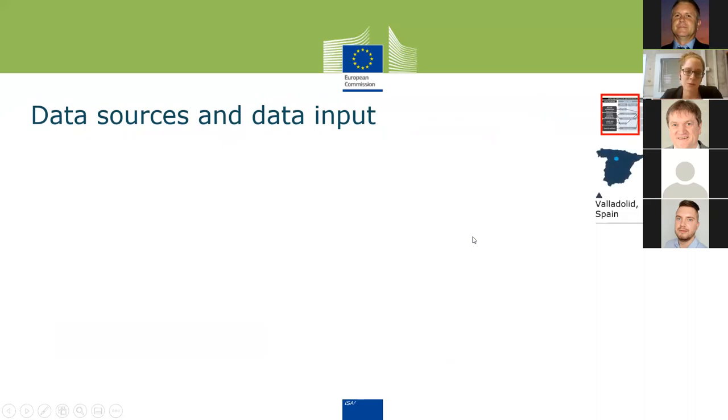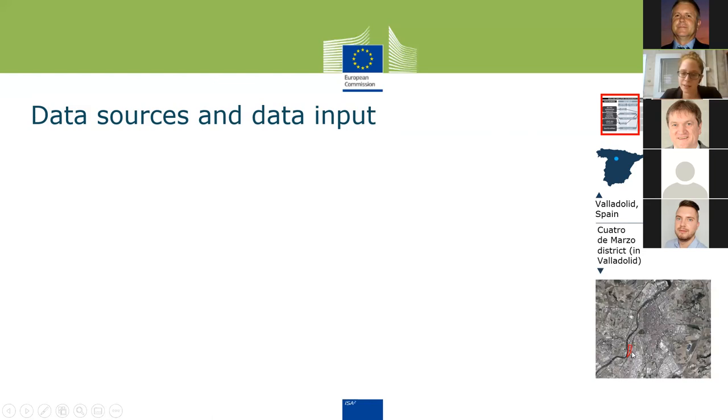With respect to the data sources and data input, we are working with data coming from the city of Valladolid in Spain, which is located in mid-northern Spain. In particular, we focus on this district, Cuatro de Marzo, which you can see here more clearly. It is a district which is easy to analyze because there are a lot of building blocks which are the same. We have two main typologies: building blocks that are 5 stories high, and also some towers. So we have quite a lot of buildings, but easy to analyze because we only have different orientations and the distribution and typology is the same.